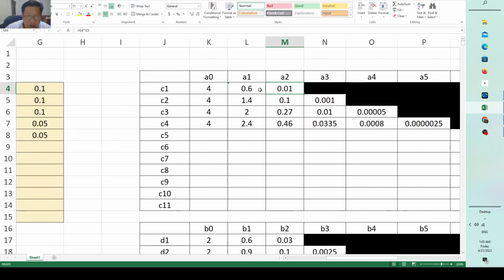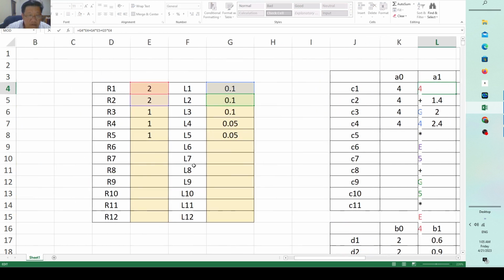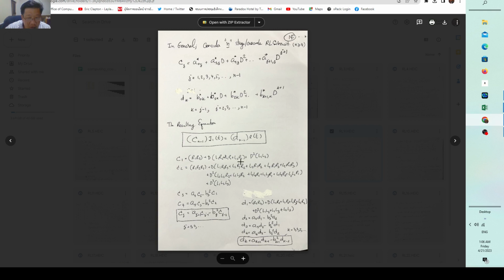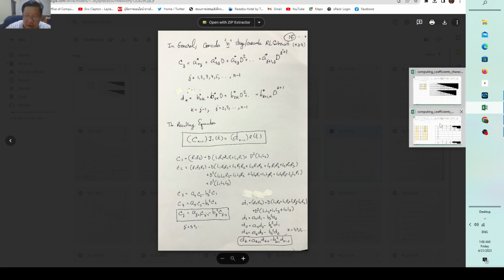What about A1 here? This one. G4 times E4. G4, L sub 1 times R sub 1. And G4 times E5 is L sub 1 times R sub 2. And G5 times E4 is L sub 2 times R sub 1, which is based on this formula, right? L sub 1 times R sub 2, L sub 1 times R sub 1, and L sub 2 times R sub 1. So this is just putting this formula in this Excel form.